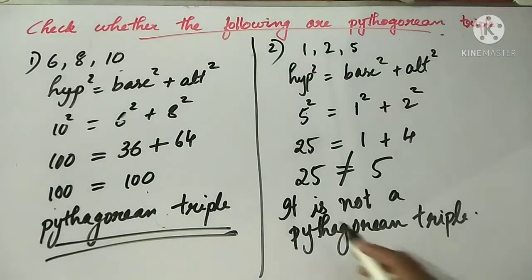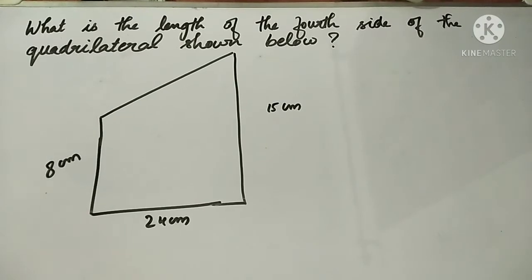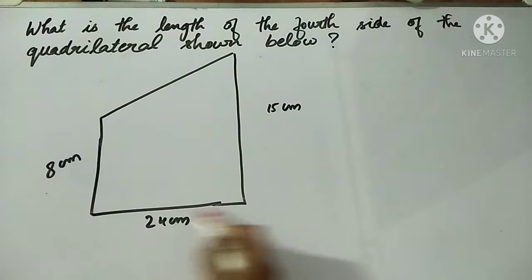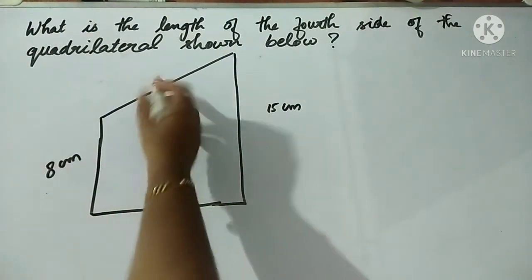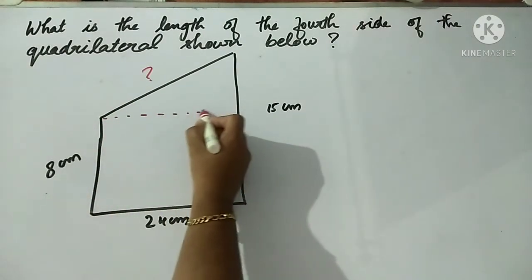You can say that it is not a Pythagorean triplet. Next question, what is the length of the fourth side of the quadrilateral shown below? Here in this quadrilateral, 3 sides are given. We have to find what is the fourth side. To find that, what we have to do is that we will draw a line here.